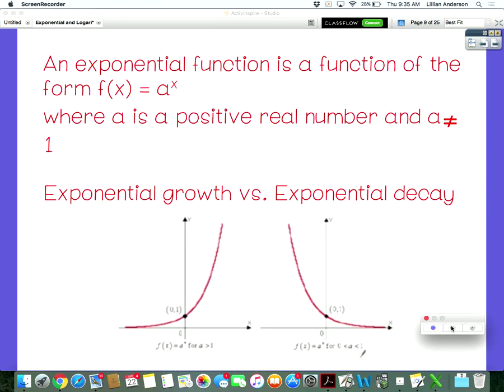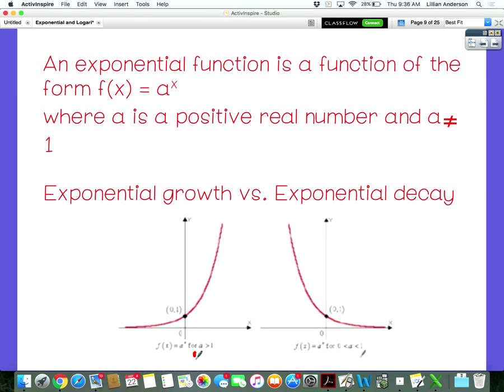Moving forward, exponential functions are in the form of f of x equals a to the x, where a is a positive real number and a does not equal 1. A cannot equal 1 or else you basically have a constant function. And then you have exponential growth versus exponential decay. One goes up, one goes down. Growth is going up, decay is going down.